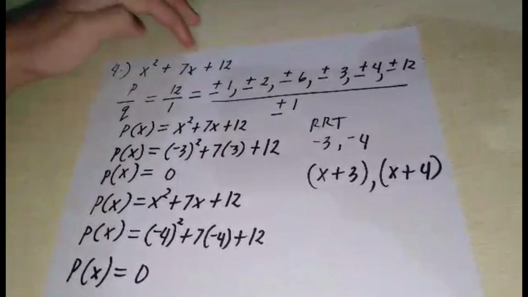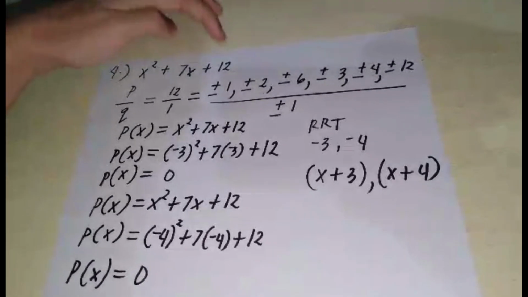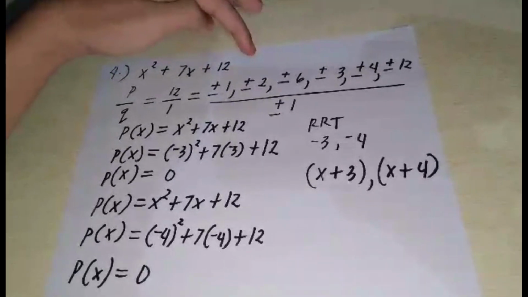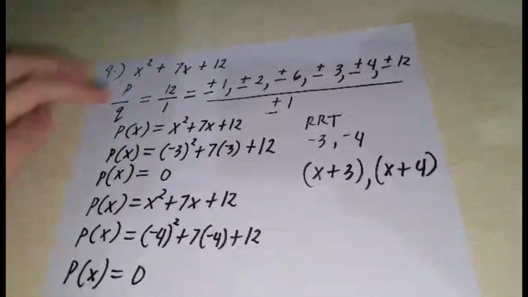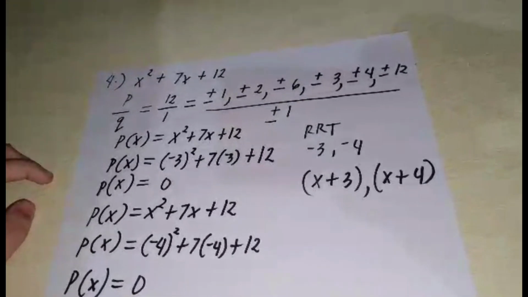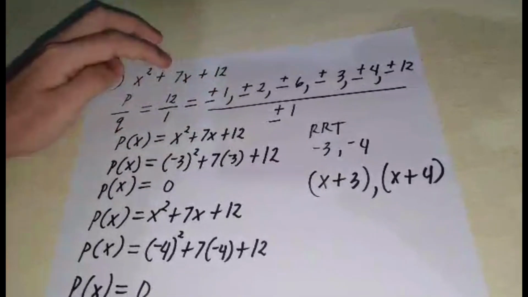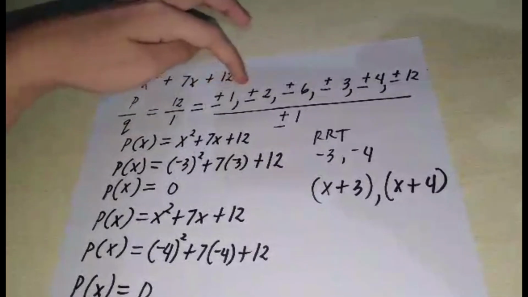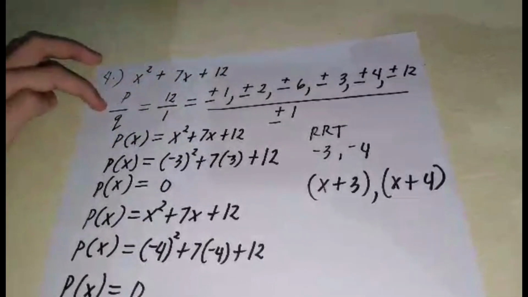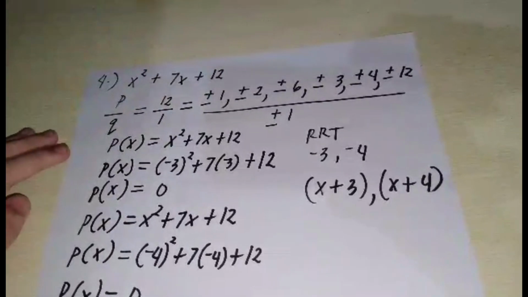For this problem, the possible real roots of the constant term 12 are plus or minus 1, plus or minus 2, plus or minus 6, plus or minus 3, plus or minus 4, and also plus or minus 12. To find these, you need to look for the numbers that you can multiply to get 12. For the leading coefficient, it's just plus or minus 1.